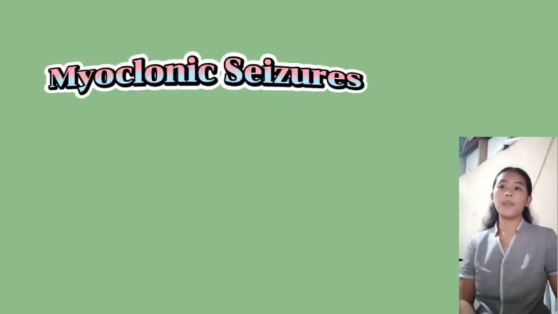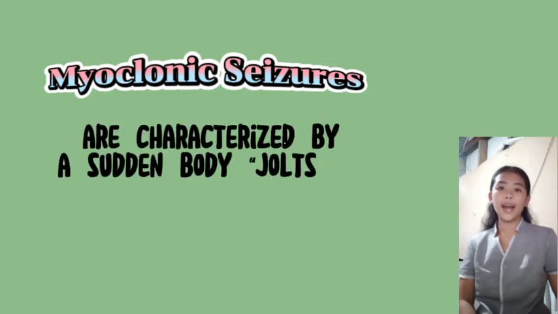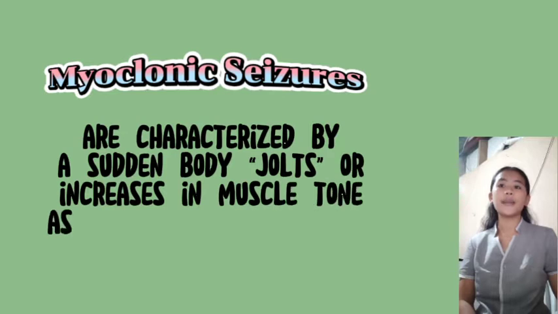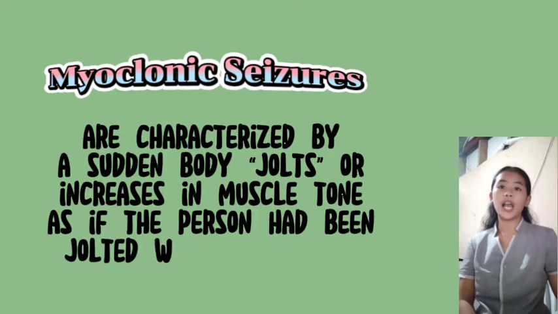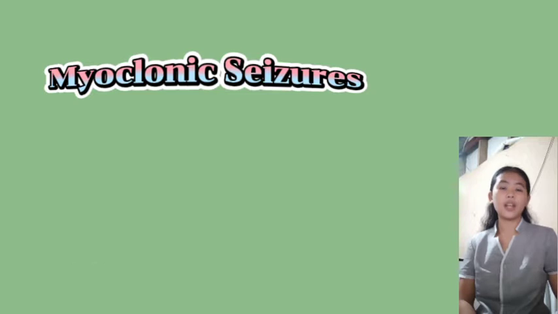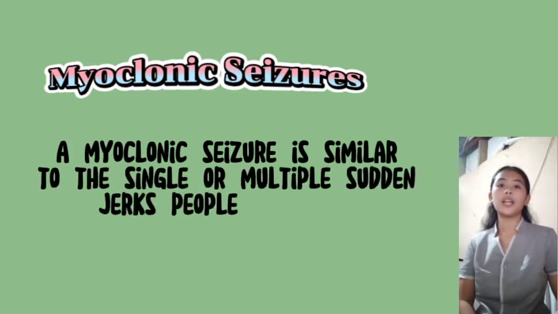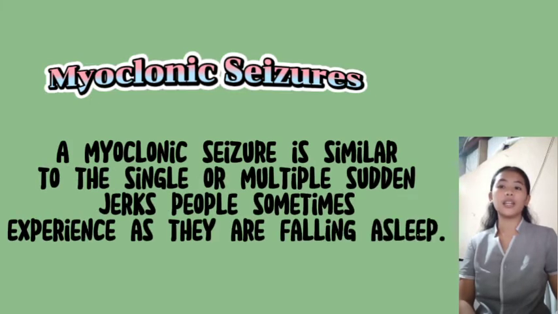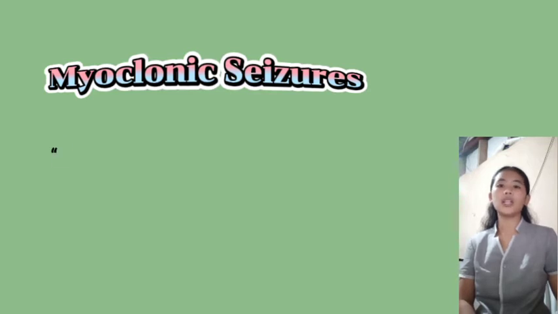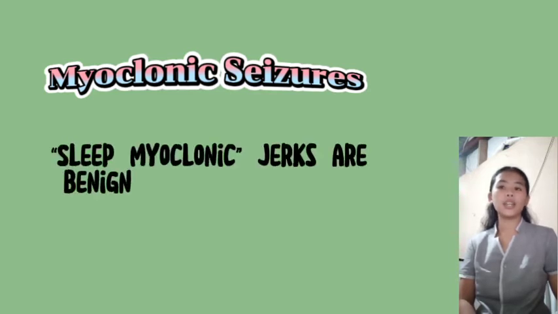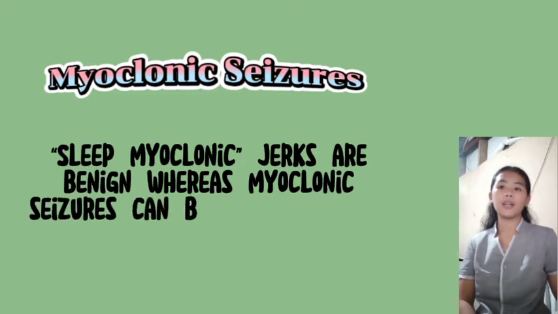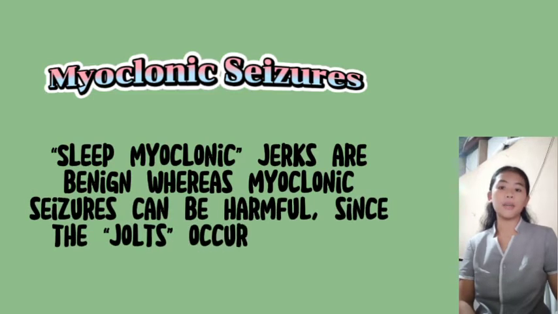The third one is the myoclonic seizures. Myoclonic seizures are characterized by sudden body jolts or increases in muscle tone, as if the person had been jolted with electricity. A myoclonic seizure is similar to the single or multiple sudden jerks people sometimes experience as they are falling asleep. Sleep myoclonic jerks are benign, whereas myoclonic seizures can be harmful since the jolts occur in both.